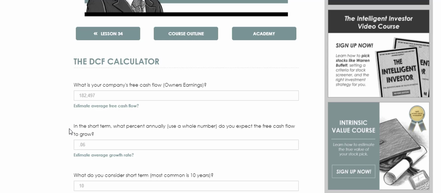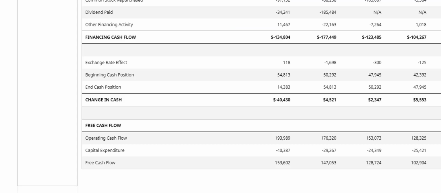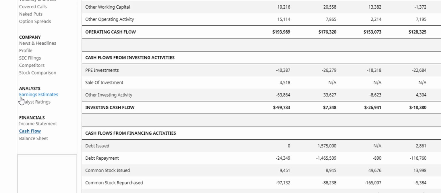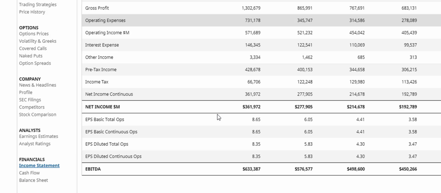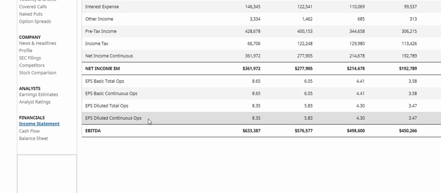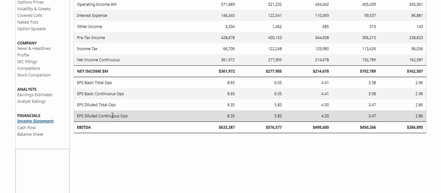So how Warren does it is he works out the EPS average growth over the last 10 years. You need to go to a different sheet for this. It's called the income statement, and you'll see the EPS in here. I use the EPS diluted continuous ops, which is all the costs out. So basically that's going to be your net earnings per share.